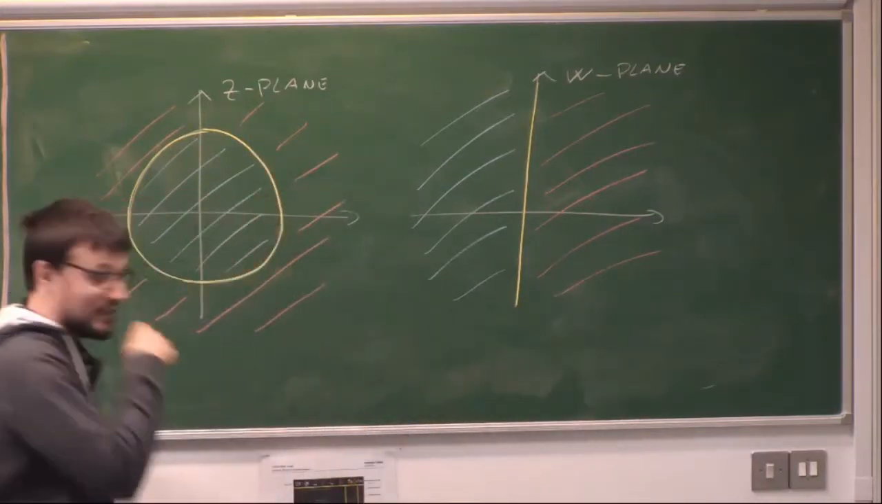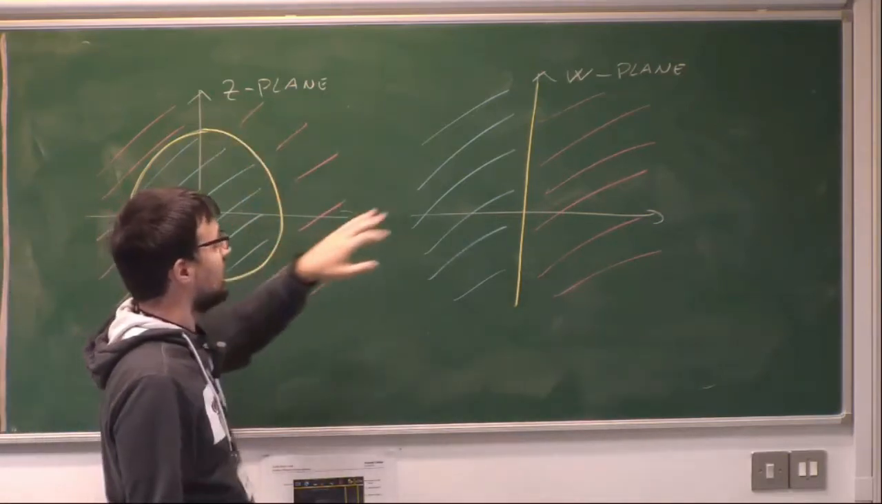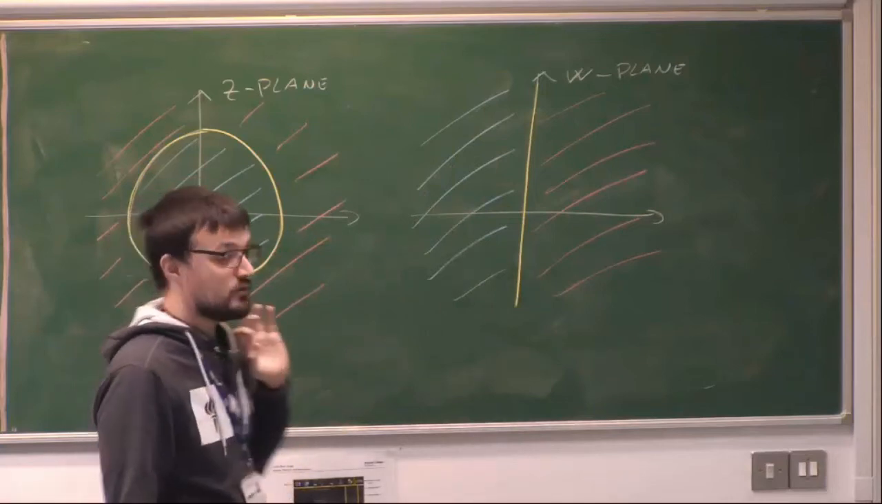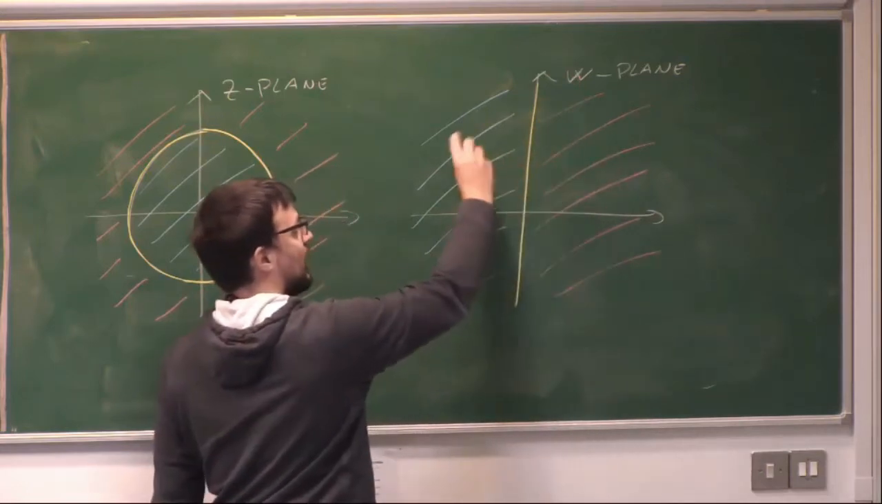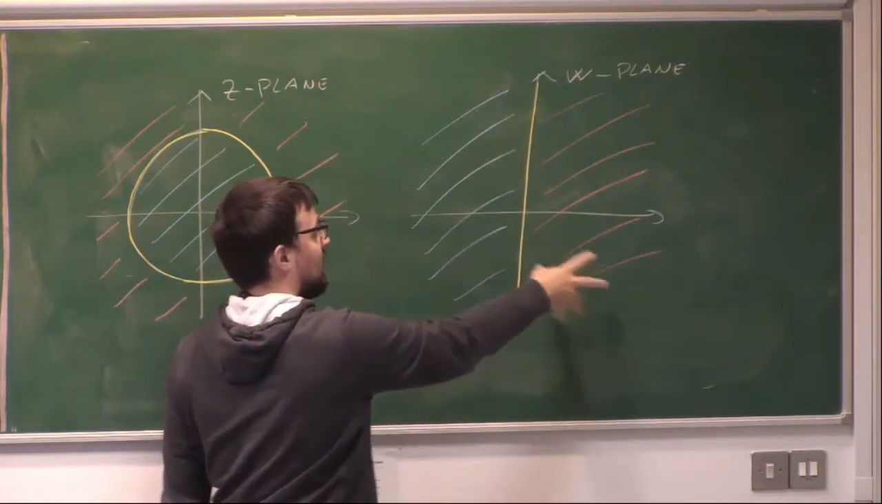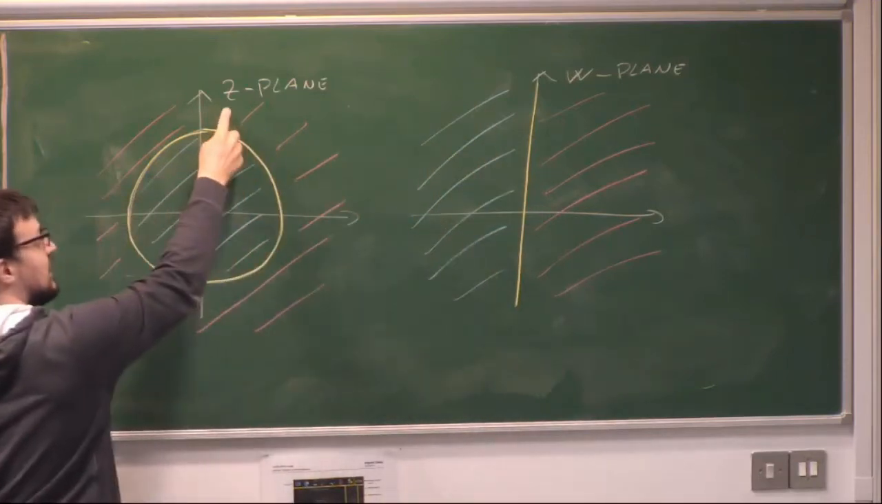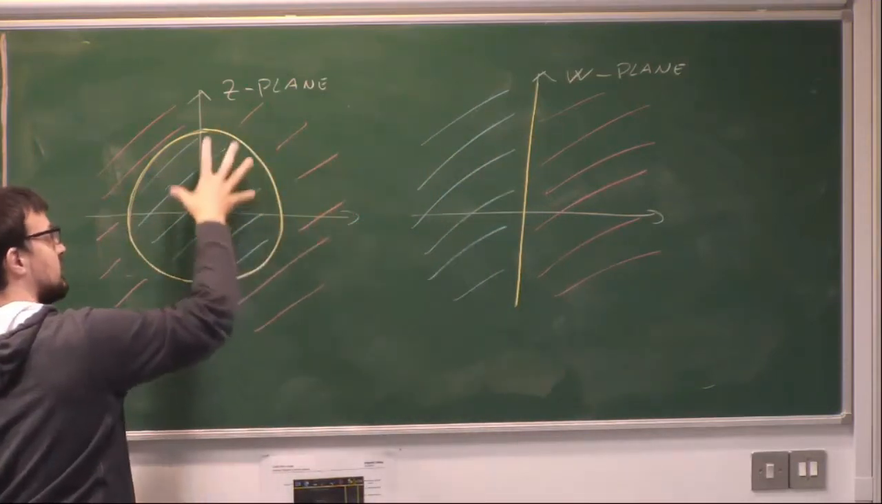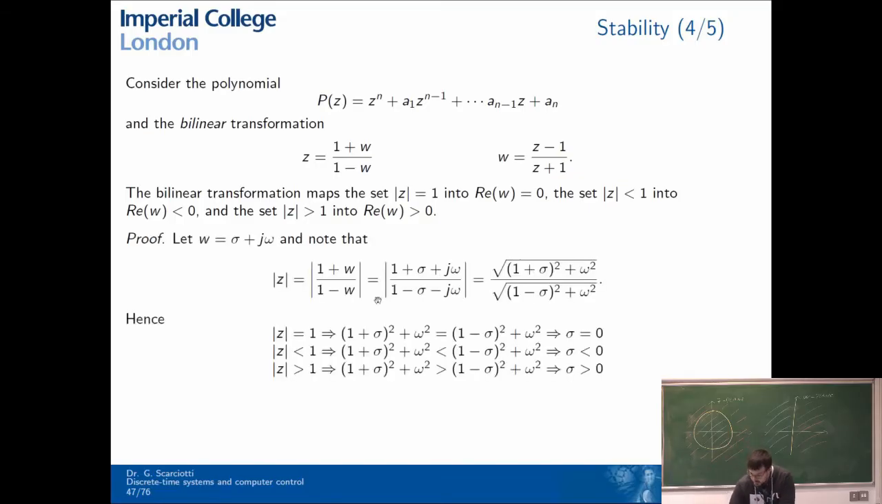So you already understand that if we use this mapping, going from the z domain to the w domain, then we can use the Routh criterion, because the Routh criterion on w will tell you where these roots will appear. And if the roots appear on this side of the plane, then the z roots corresponding to those points appear inside the unit circle. So let's see the proof of the fact that this bilinear transformation maps points in this way.